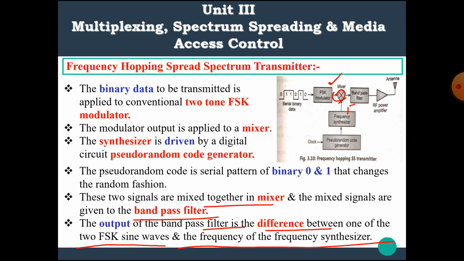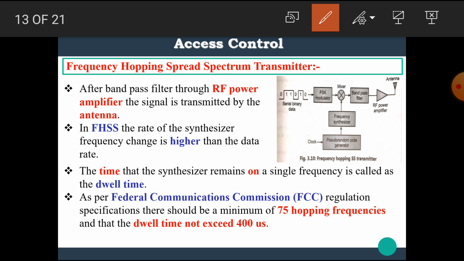Okay, now after the band pass filter, through the RF power amplifier, the signal is transmitted towards the antenna. In frequency hopping spread spectrum, the rate of synthesizer frequency change is higher than the data rate. This is the main requirement of the system, that the rate of the frequency synthesizer should be higher than the serial binary data rate. Okay, I hope you all understand.